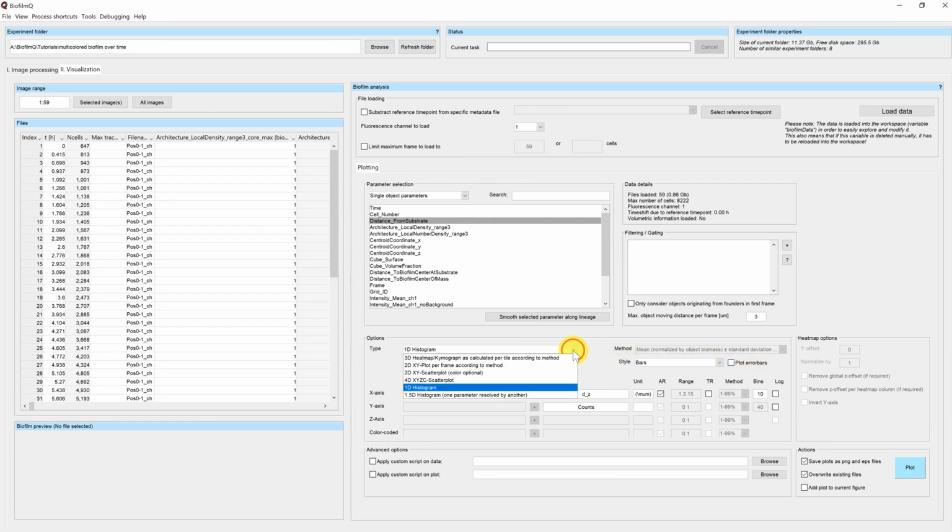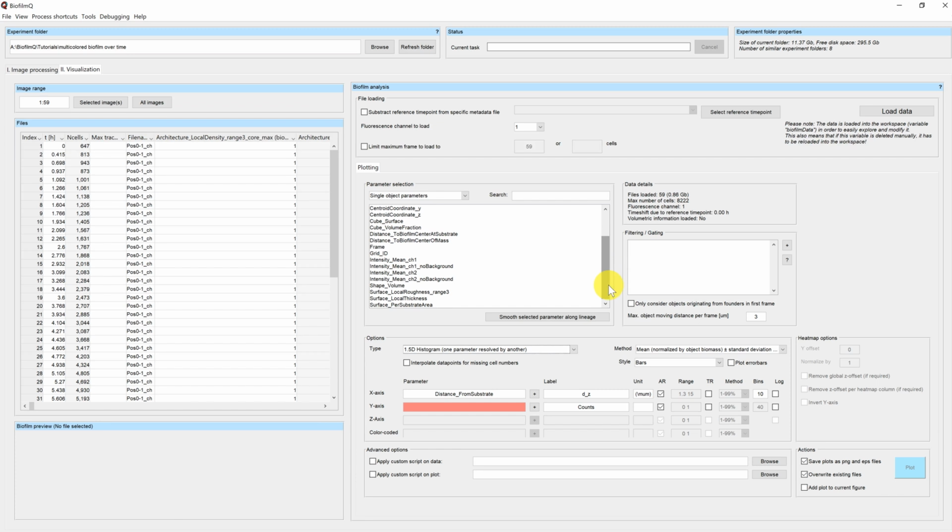Now we will have a look at the 1.5D histogram, which resolves one parameter by another. In this case, we can choose two axes, for example, a spatial axis and another one, in which case you would resolve a parameter spatially. Here we will keep distance from substrate as a spatial axis, and look at some of the other parameters, for example, again the intensity, to see if the intensity fluctuates over the size of the biofilm.